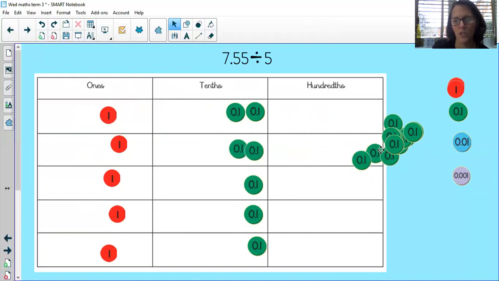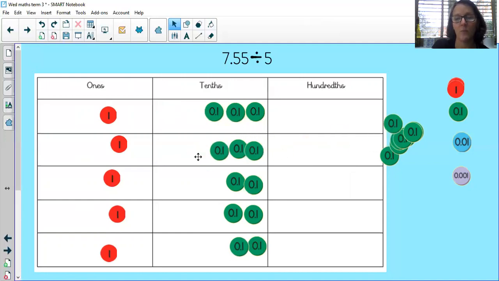Some of you might be watching this thinking, I'm not sure I need to see the counters, but some people will. And also, you will have questions that talk about counters in your sheets that we're going to do. So it might be useful then, it might make you think, oh yes, I can do that when I get to that question.